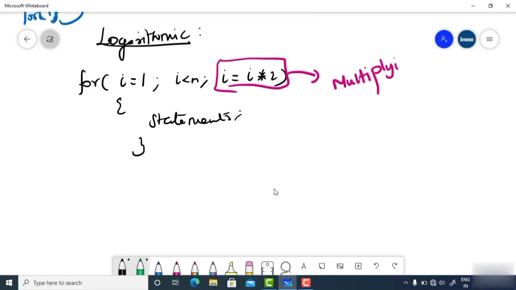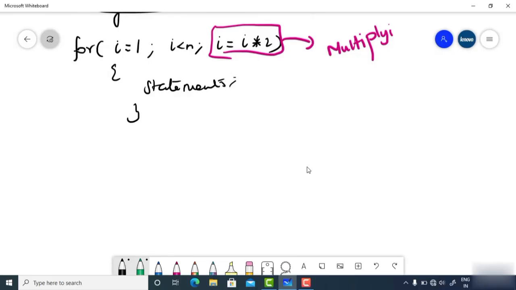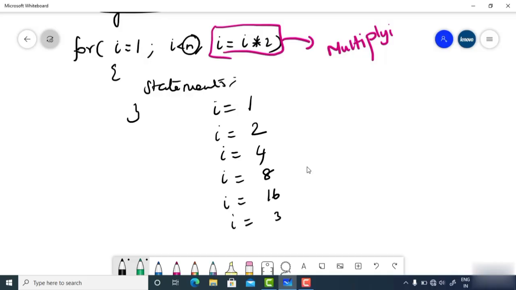Yeah, so i equals i into 2. Superb, right? Okay, so my n value is somewhere. I don't know what my n value is. Let's say then my i will execute 1 time, my i will execute 2 times, my i will become 4, my i will again become 8, my i will become 16, my i will become 32, and again my i will become 64. And because that's how it is getting incremented, you can see that here it is i into 2 only.